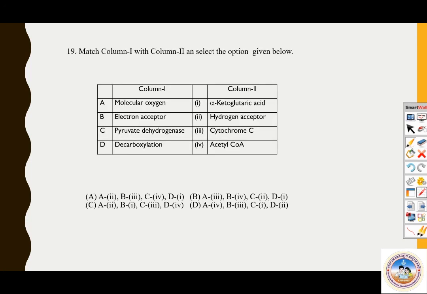Moving ahead. Match column 1 and column 2. Select the given option properly. 19th one, you have to match it properly. The 19th question, children. Molecular oxygen is hydrogen acceptor. Electron acceptor is cytochrome C. Pyruvate dehydrogenase is acetyl-CoA. Decarboxylation is alpha ketoglutaric acid. So all these are the particular answers, so the option is model A.